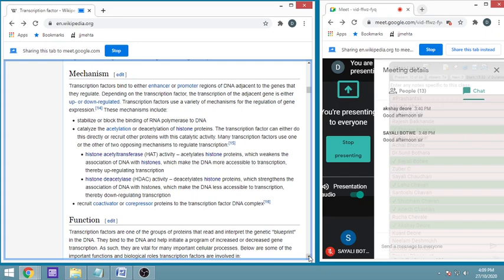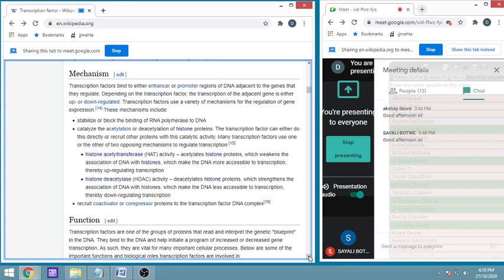This is important, because until and unless RNA polymerase binds to DNA, it will not be able to process it for transcription. So if it stabilizes, then it can do the job in a better way. If it doesn't allow or it affects the stabilization, then it will cause repression. Then it catalyzes the acetylation or deacetylation of histone protein. We know what acetylation and deacetylation can do from the earlier class. It can either do this directly or it can recruit other proteins which will do this catalytic activity.